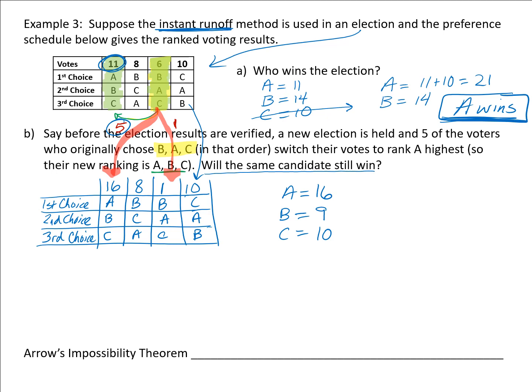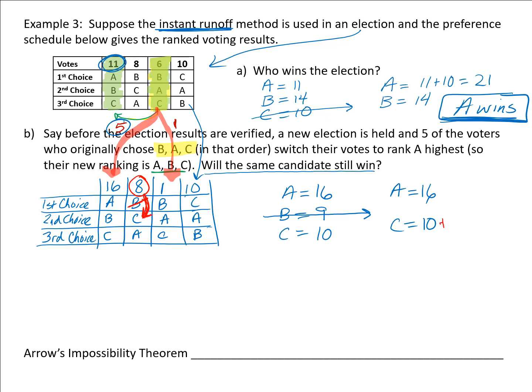But the instant runoff says eliminate the candidate that has the least votes. B now has the least votes and gets eliminated. So A keeps their 16, C keeps their 10, and we have to figure out whose votes B would go to. Well, B got 8 votes from the second column, and those 8 people, their second choice would be C.